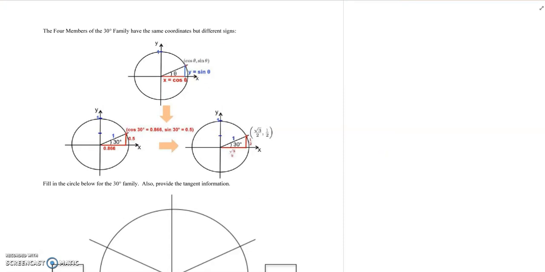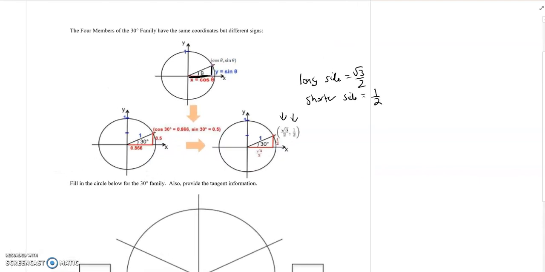So in the 30-degree family, we remember from our 30, 60, 90 triangles that this length, which is the x-coordinate, is the longer side, and it is root 3 over 2. The y-coordinate in a 30-degree angle is the shorter side, and it's 1/2. So our long side is root 3 over 2, and our shorter side is 1/2. Okay? In a 30-degree angle, the long side is our x-coordinate, and the short side is our y-coordinate.